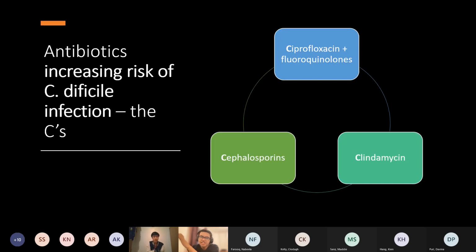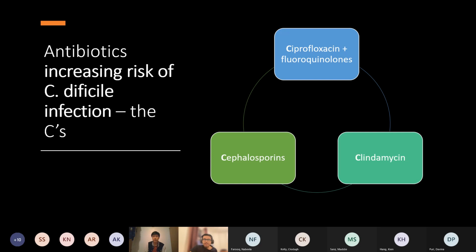And then the last kind of cheat slide is which antibiotics increase the risk of C. diff infection. And these are the C's, and you can look over these in your own time. But Cipro and the fluoroquinolones, clindamycin specifically, and the cephalosporins. The other macrolides can also increase risk of C. difficile infection, but clindamycin does it more so. So clarithromycin, erythromycin are also correct answers, but clindamycin is the most likely to. They do like testing this as well. This is another thing they like testing.